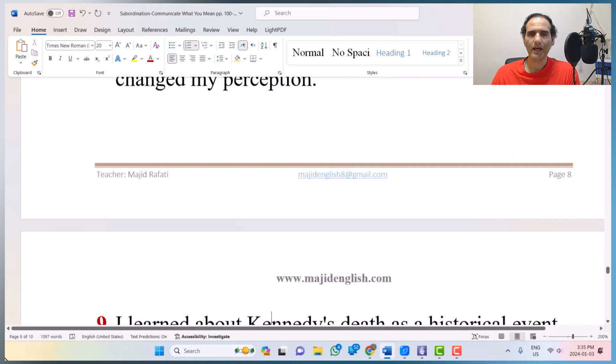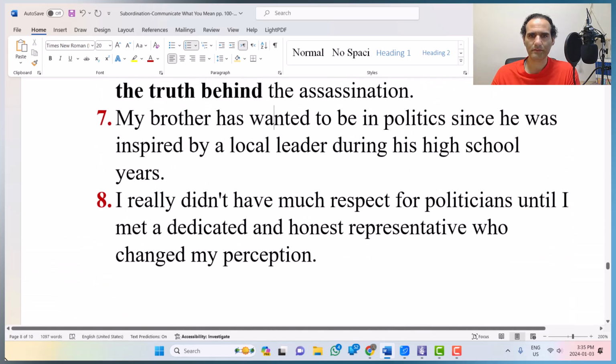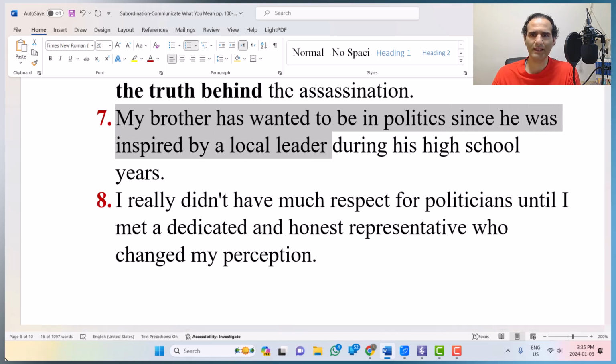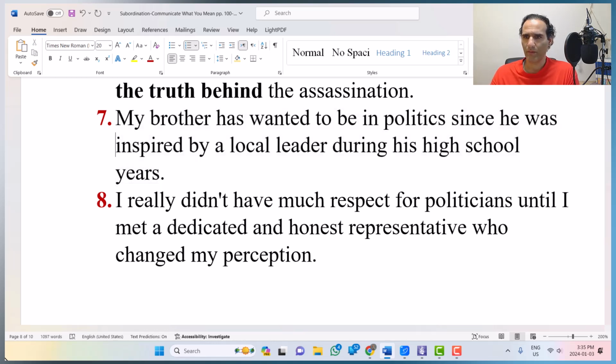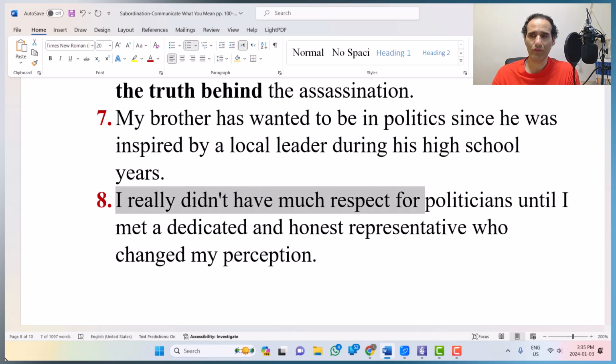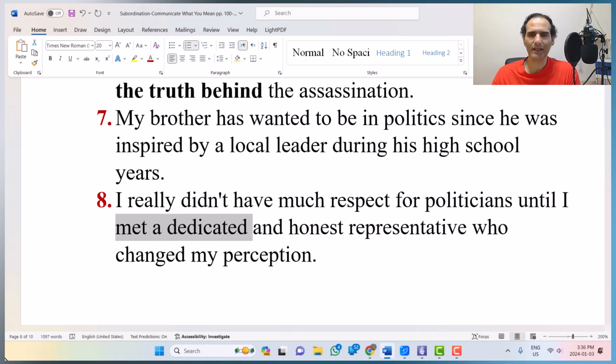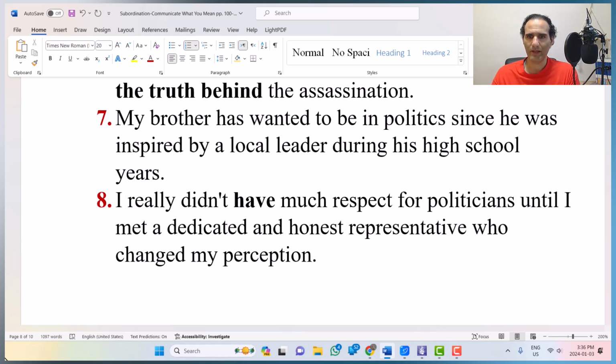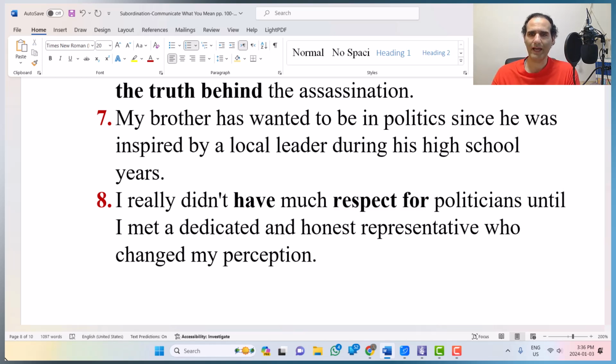Beautiful. Number 7, my brother has wanted to be in politics since he was inspired by a local leader during his high school years. So, since here is because. Number 8, I really didn't have much respect for politicians, have respect for someone, until I met a dedicated and honest representative who changed my perception. Okay, so I didn't have much respect. Have respect for someone.